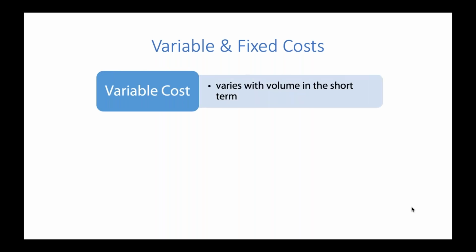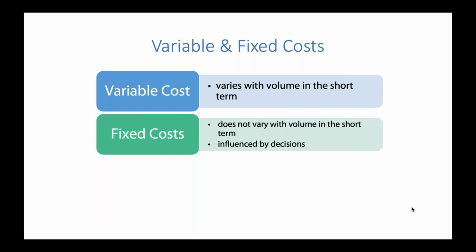We also have to adjust our definitions of costs. So we have fixed and variable costs, and these terms have been around for a long time in finance. And so we want to really have standard definitions as we get into value stream costing. A variable cost is a cost that varies with volume in the short term. Pretty simple, right? A fixed cost does not vary with volume in the short term. It is also influenced by management decisions, business decisions.